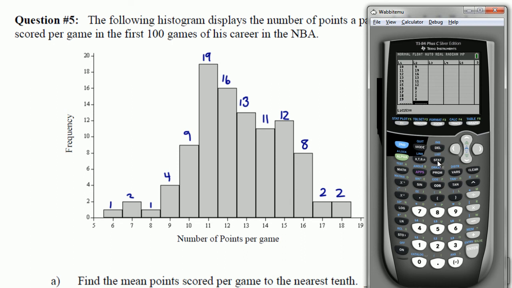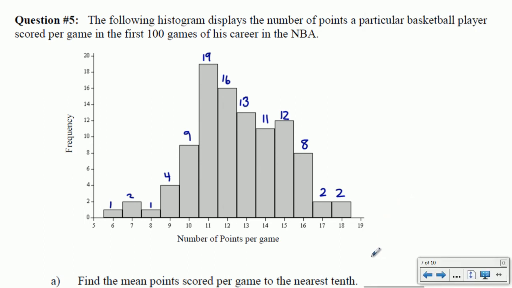And now we can calculate our statistics. So we go calc. We have L1 is our list, L2 is our frequency. So now we can calculate, and there we go. We can scroll if you need to.